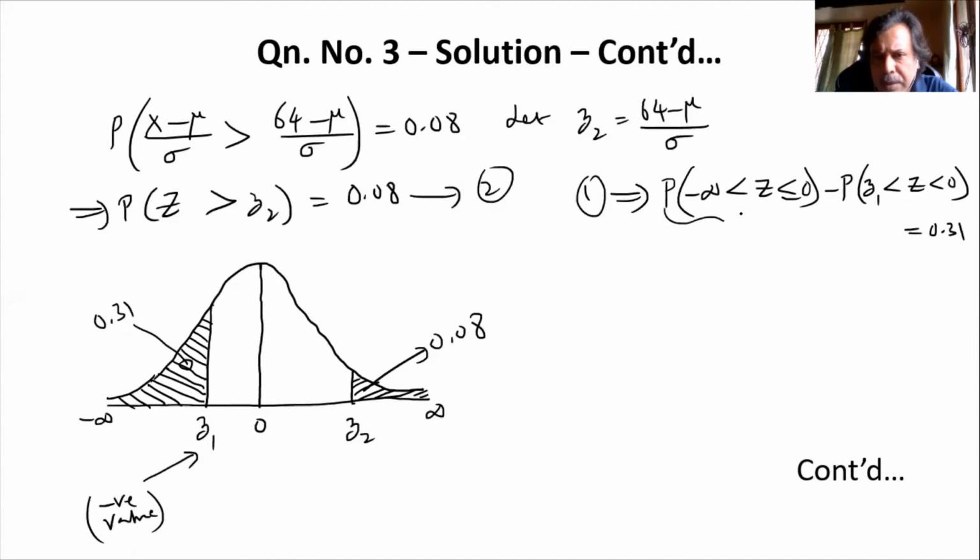So what is this? This will be 0.5. So I will say 0.5, bring this 0.31 to this side. So 0.31, take this particular probability to the right side, it will become positive.